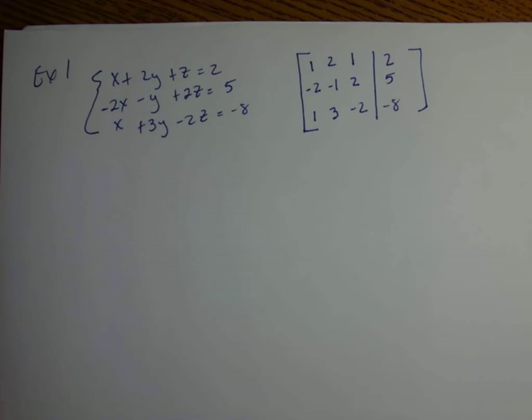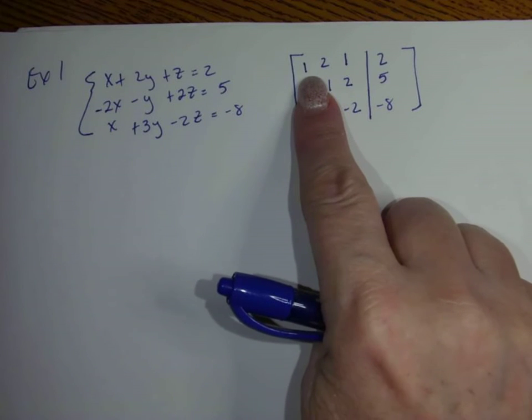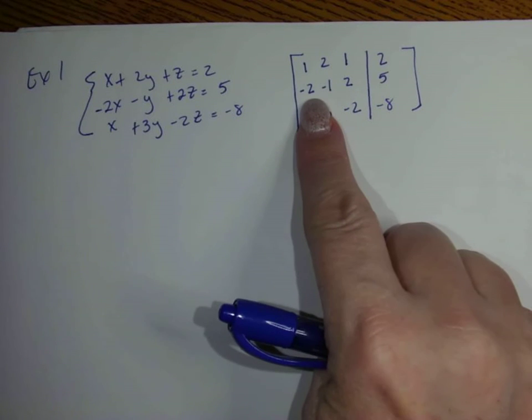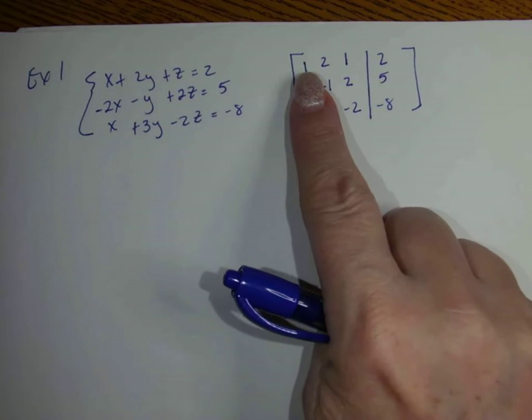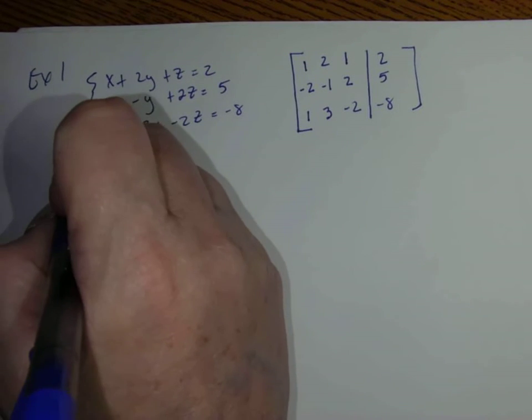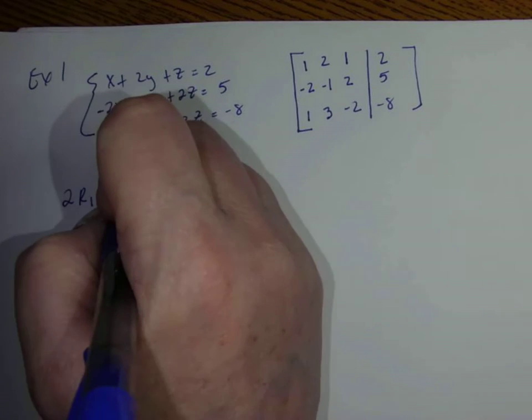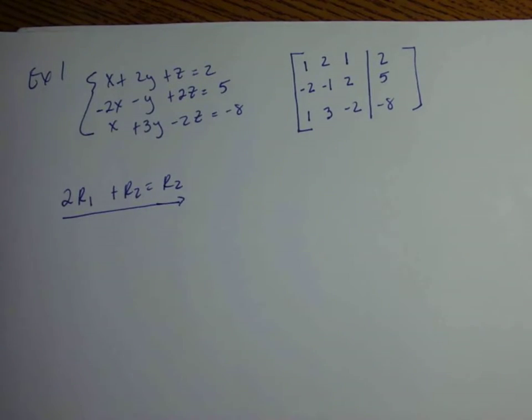All right, so the first row has to be a number 1. Oh, we've got that. Second row has to be 0. So how can I get a negative 2 to be a 0? Well, I need to add 2. So I'm going to multiply row 1 by 2. So 2 times row 1, and then add it to row 2 to get our new row 2.